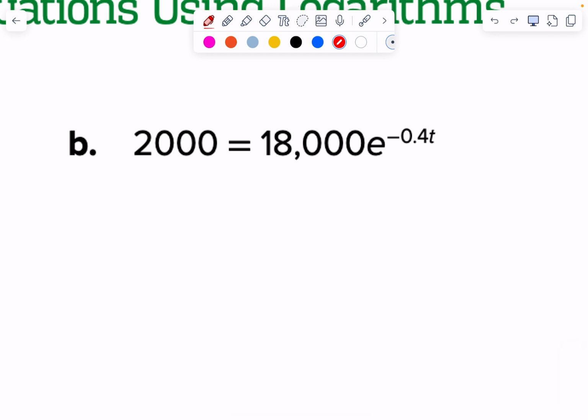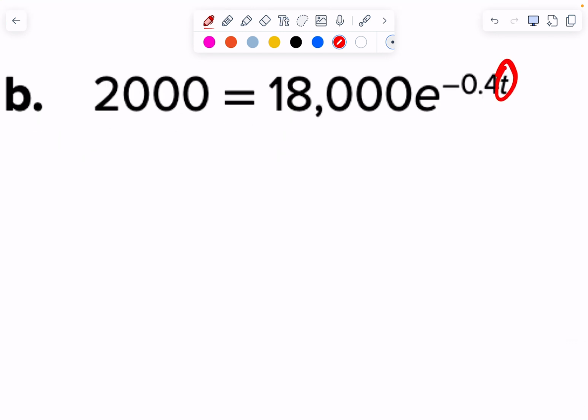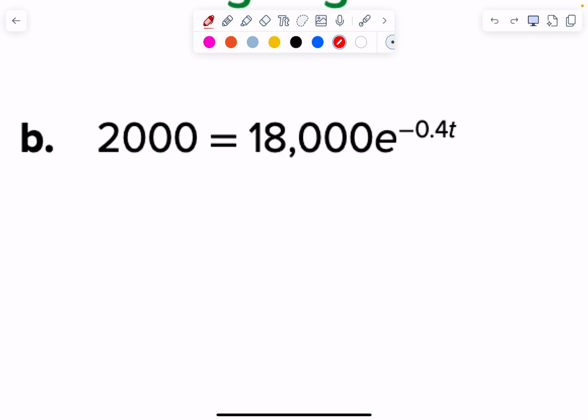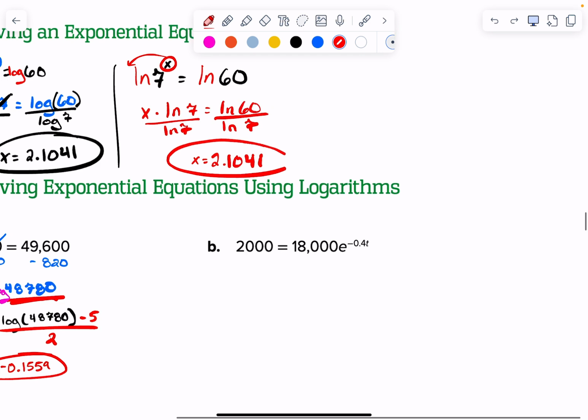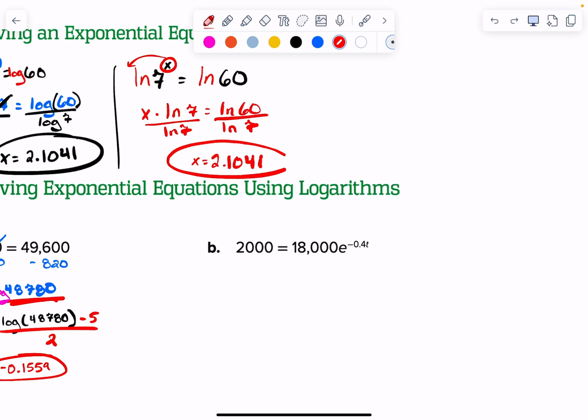All right, well, we're solving for t, right? T's up here. All right, what are you gonna do first? ln. Okay. Do you want a step-by-step list? Steps.